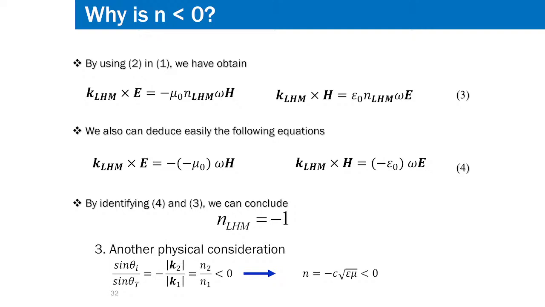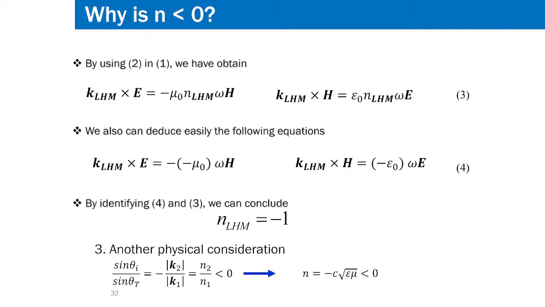So n is negative, and we know by definition n is equal to c root epsilon mu. Since that is negative, n is equal to minus c root over epsilon mu. So it is negative. So from both physical considerations, we have seen that the refractive index in a DNG material or in an LHM material is negative. So that we have proved.